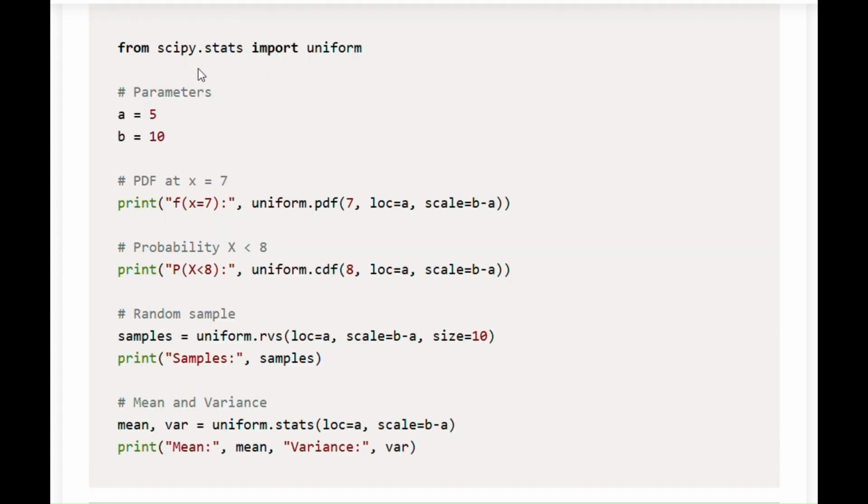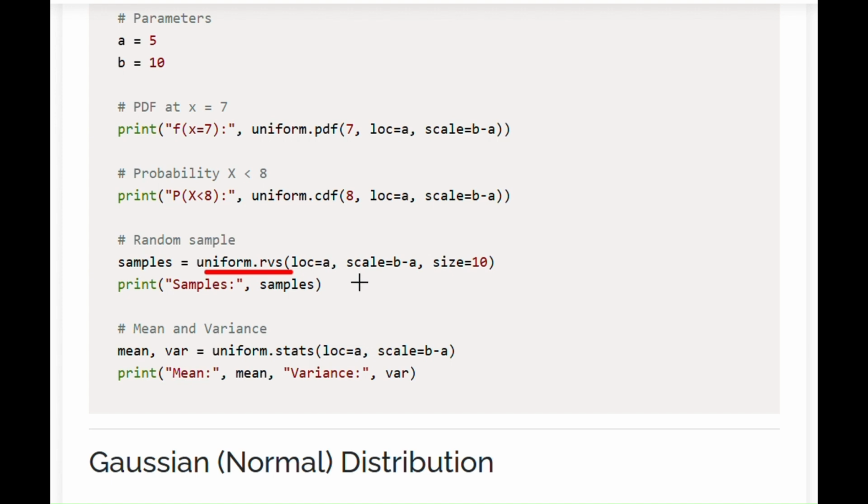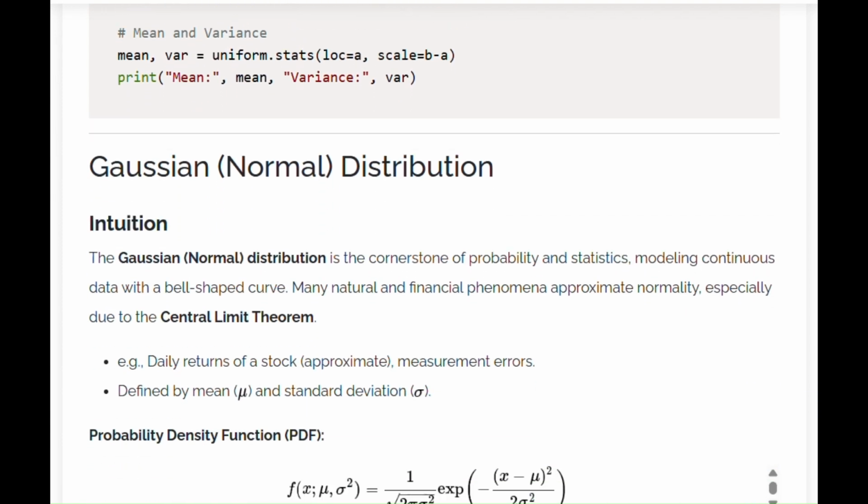We can import the uniform package from SciPy.stats as shown here. The parameters are a and b. The PDF at x equal to 7. The parameters are x, location, and scale. Location is given by the lower bound, and scale is the length, which is b minus a. Probability that x is less than 8 is given by uniform.cdf. To sample points, we use the same function, uniform.rvs, and specify the location, scale, and the number of points that you want to sample. Mean and variance are given by uniform.stats.